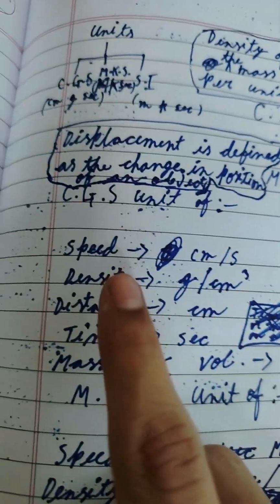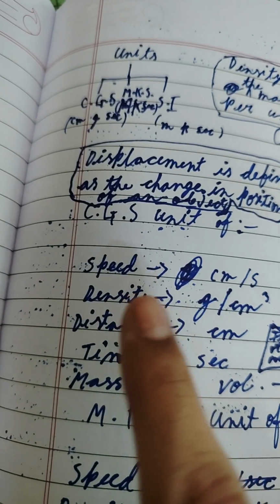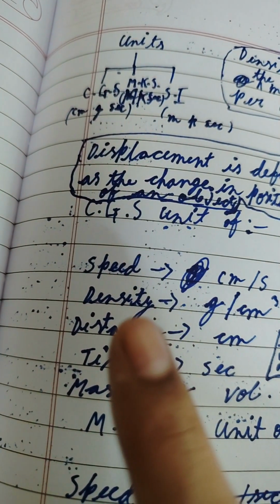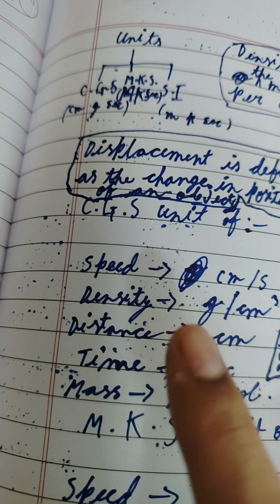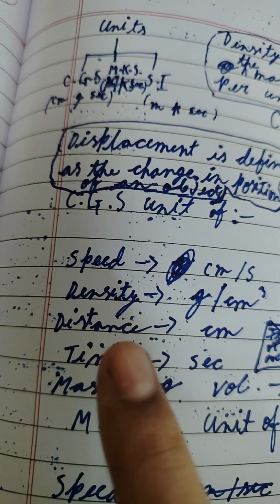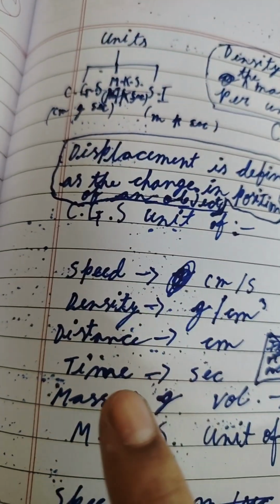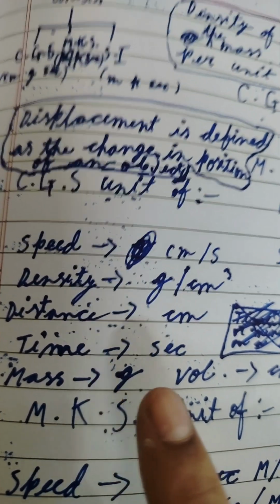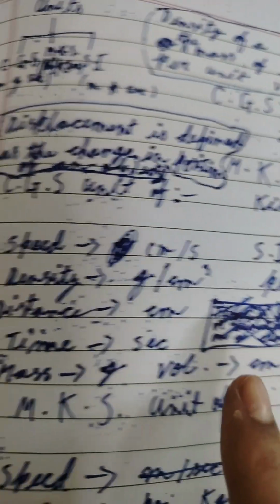Now CGS unit of speed. Speed is equal to centimeter per second. Density is equal to gram per centimeter cube. Distance is centimeter, time is seconds, mass is gram, volume is centimeter cube.